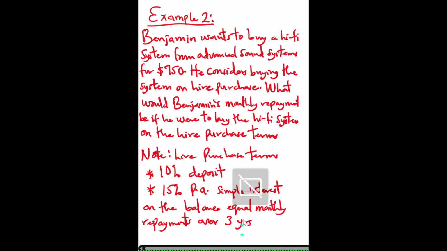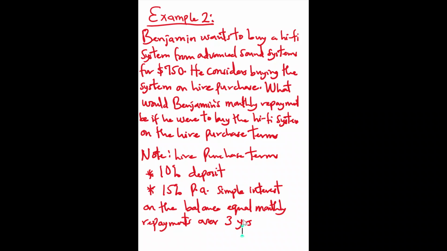So now we have example 2. Example 2 says Benjamin wants to buy a hi-fi system from Advanced Sound Systems for $750. He considers buying the system on hire purchase. What would Benjamin's monthly repayment be if he were to buy the hi-fi system on the hire purchase terms? The hire purchase terms say 10% deposit, 15% per annum simple interest on the balance, monthly repayment over 3 years. So that means the deposit is 10%, the interest rate is 15%, the time is 3 years.